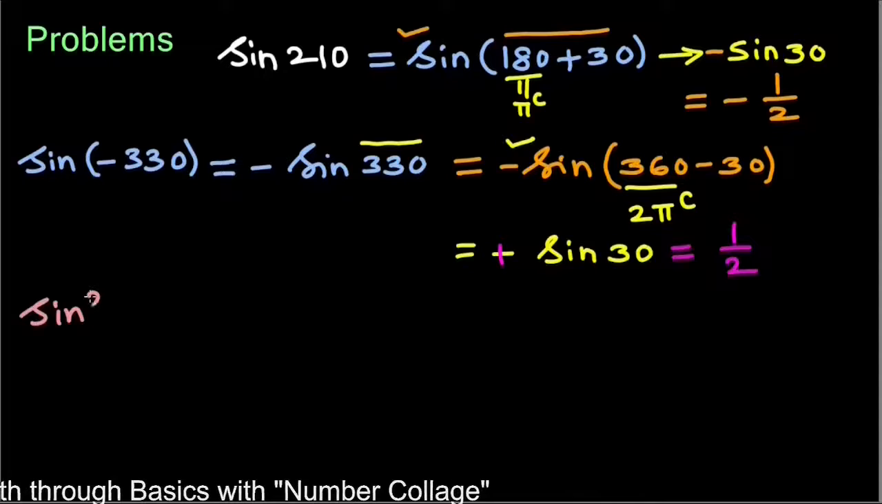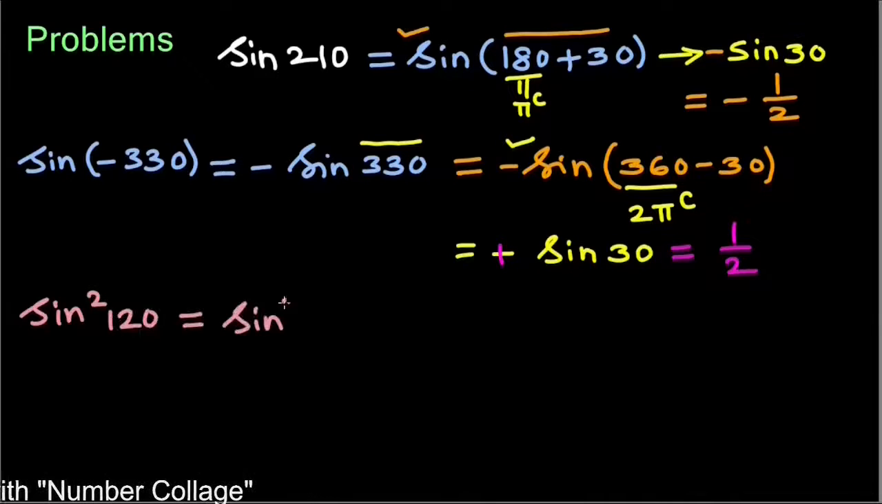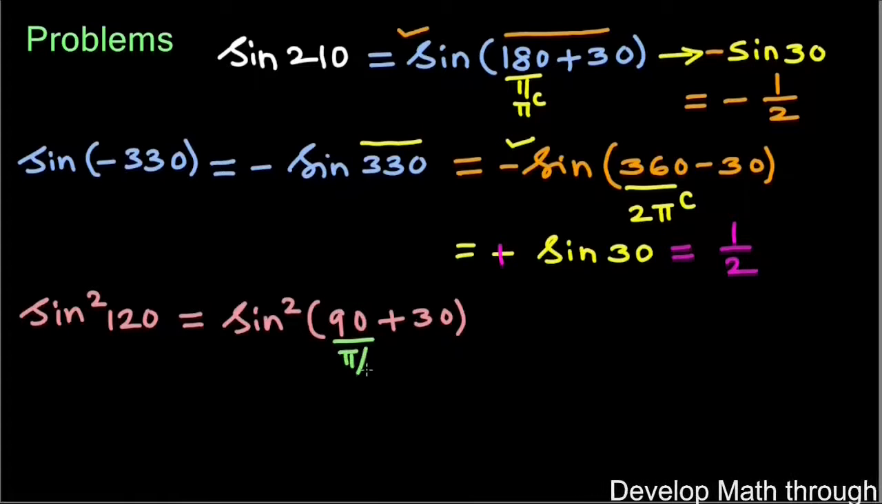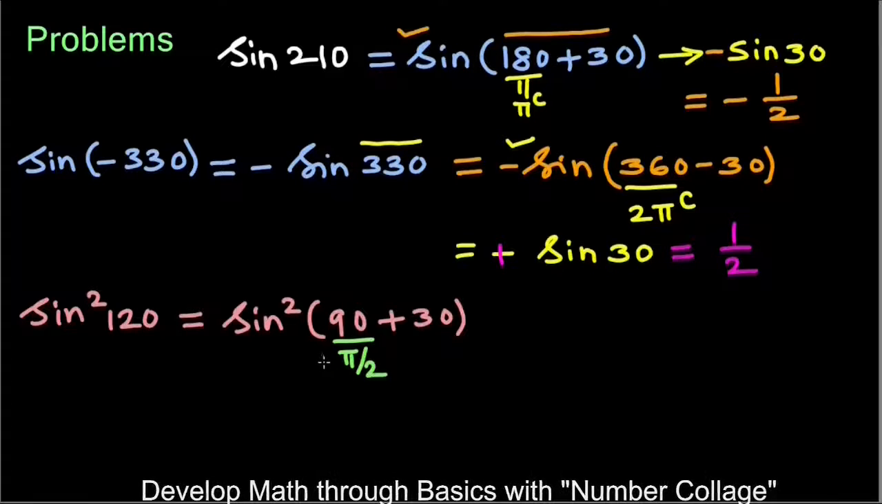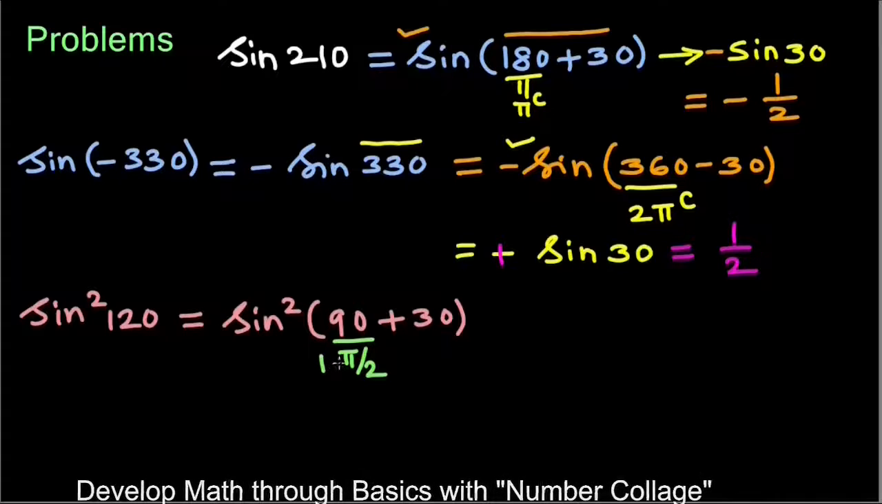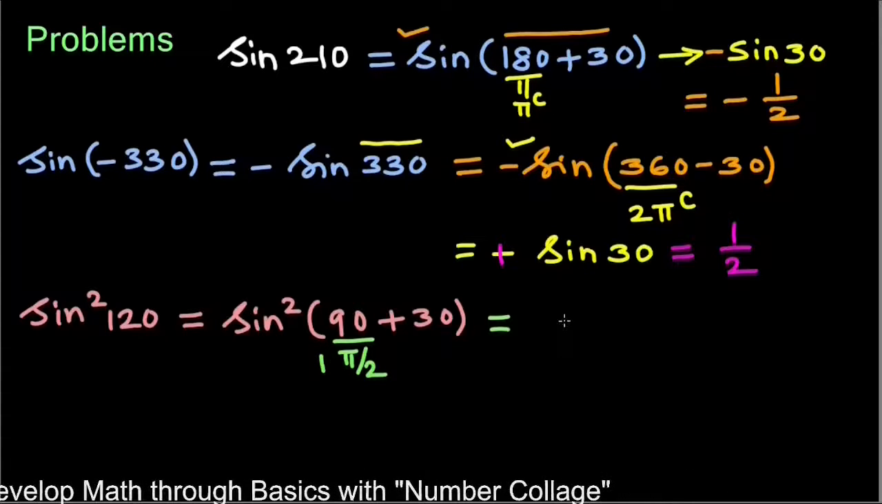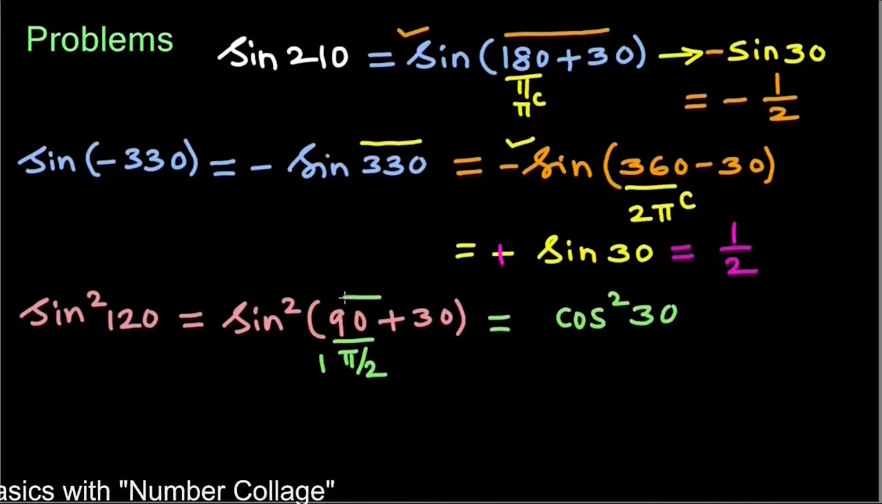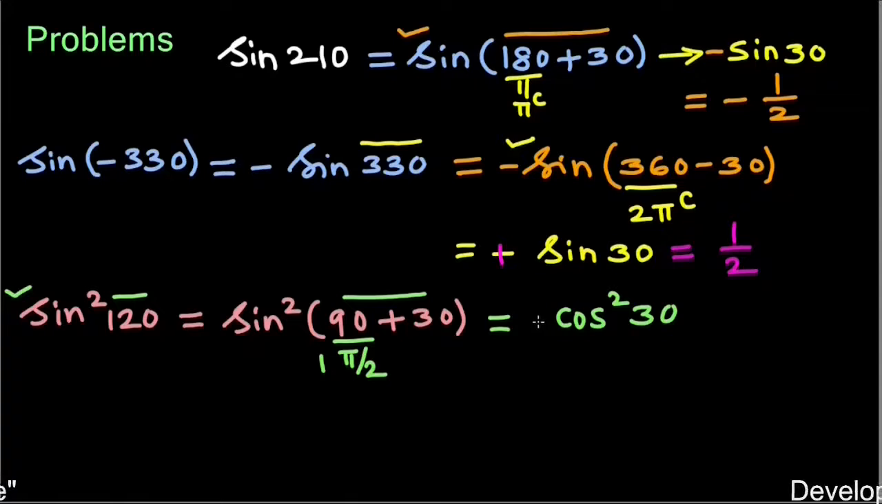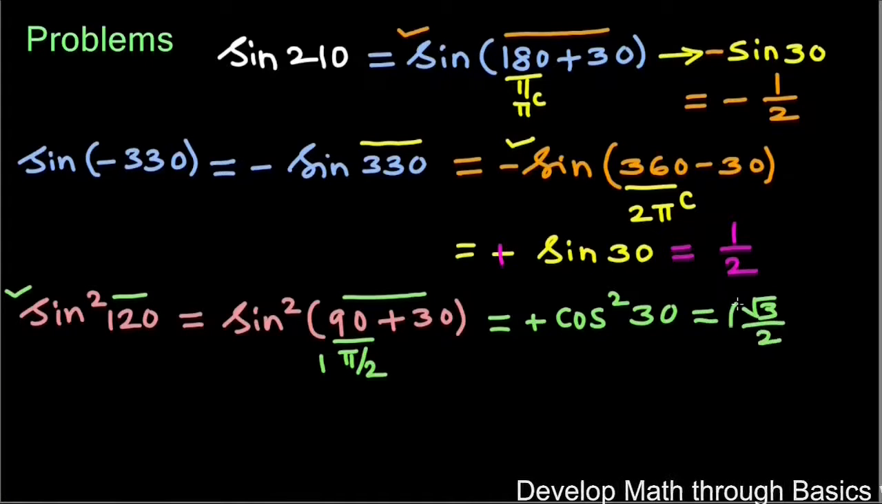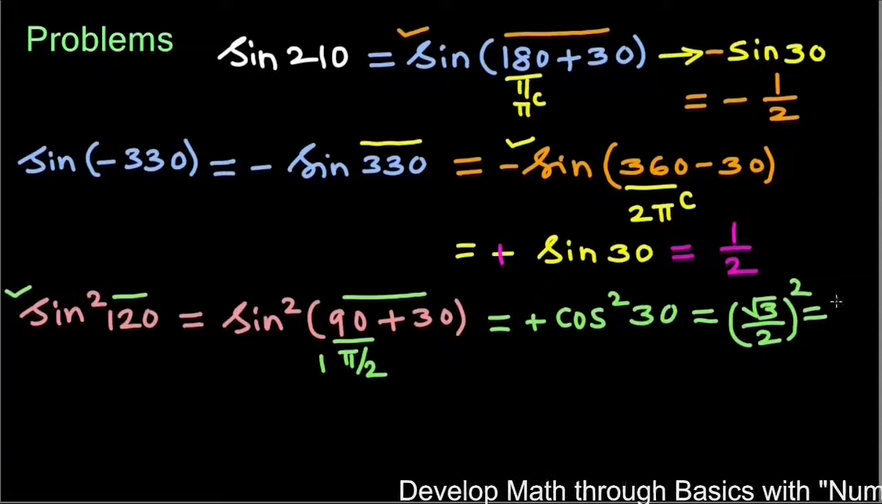What will be sine square 120? It will be sine square of 90 plus 30, but this 90 is pi by 2, and the coefficient of pi by 2 is 1, which is an odd integer. Therefore, it will be cos square 30. But this angle 90 plus 30 or 120 lies in the second quadrant in which sine is positive. Therefore, this cos square 30 will also be positive. Cos 30 is root 3 by 2 and the square of that gives us 3 by 4.